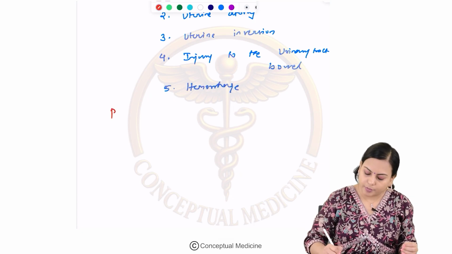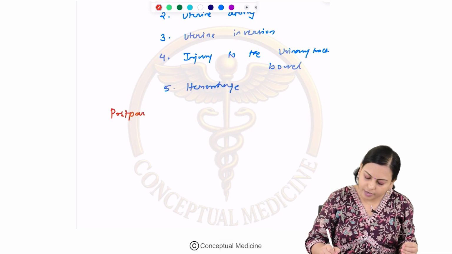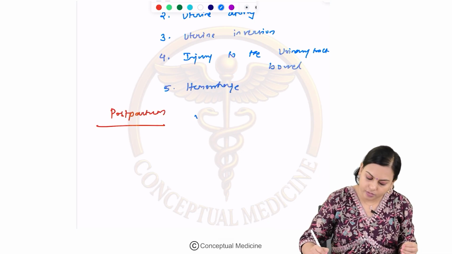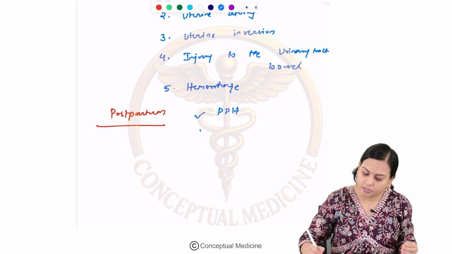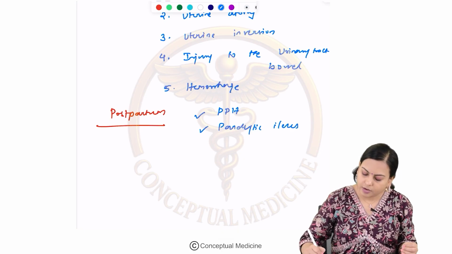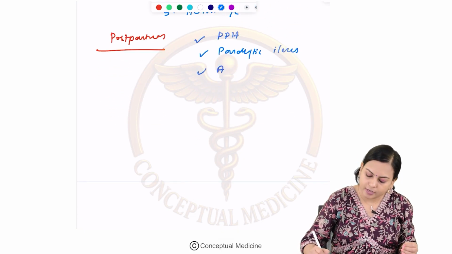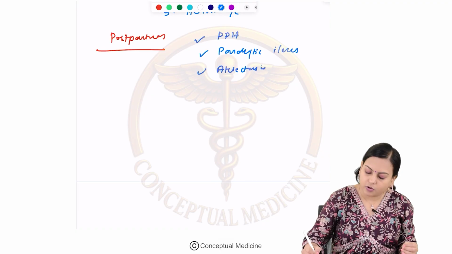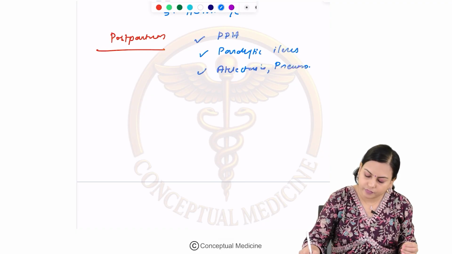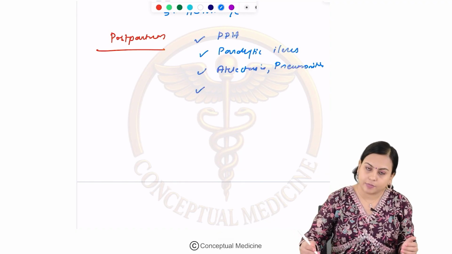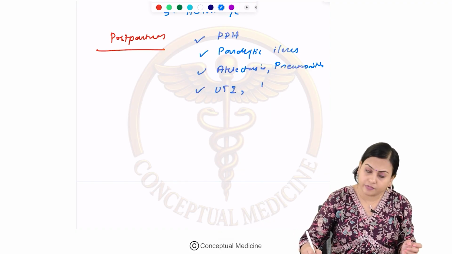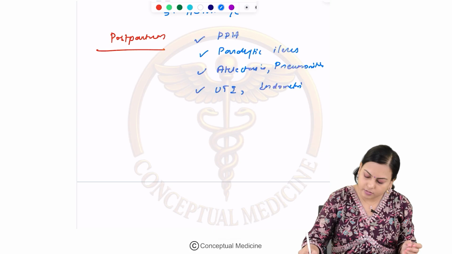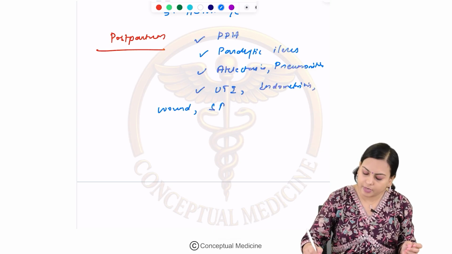And then postoperative complications after cesarean section include postpartum hemorrhage, paralytic ileus, and pulmonary complications like atelectasis or pneumonitis. Infections can be there, like urinary tract infection, endometritis, wound infection, and septic pelvic thrombophlebitis.